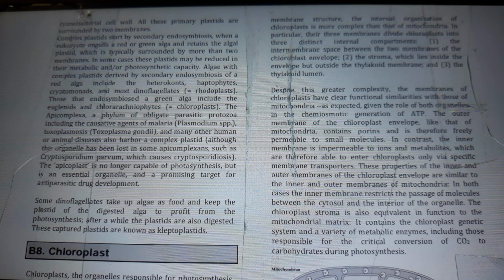Some dinoflagellates take up algae as food and keep the plastid of the digested algae to profit from the photosynthesis. After a while, the plastids are also digested. These captured plastids are known as kleptoplastids.